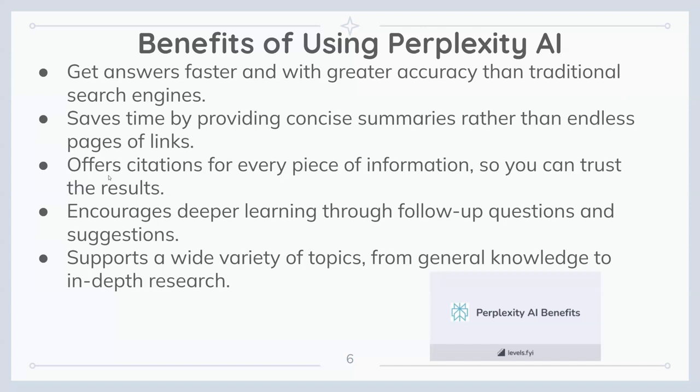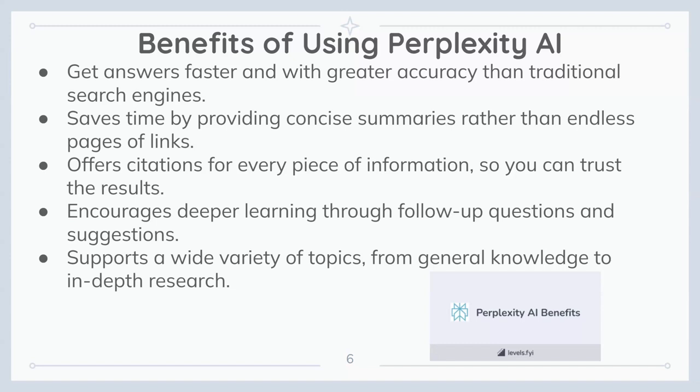You can also get citations for every piece of information, so you can trust the results. It does hallucinate, and hallucinations basically means that it kind of goes off track. It doesn't really say stuff that's true. That might still happen with Perplexity, but at least you can fact check all of those with the sources it gives you. And it encourages deeper learning through follow up questions and suggestions. So I've used it. If you ask it something, it'll often give you an option for follow up, and it's going to give you prompts. So you can honestly just learn more about it.